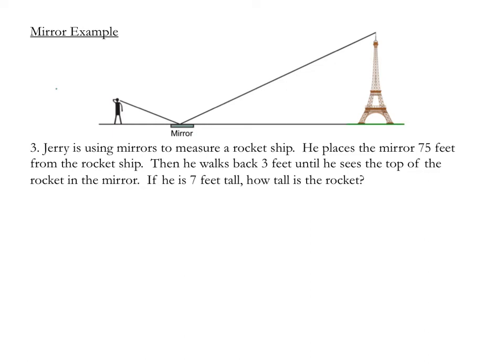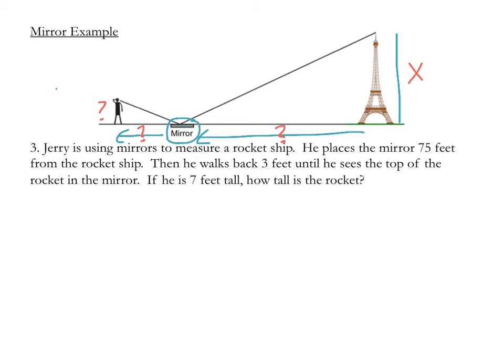Imagine you're trying to measure the Eiffel Tower over here. What you can do is walk back some distance, put the mirror down, and then, looking into the mirror, walk back until you can find the top of the Eiffel Tower. The distances we need to know are how tall you are, how far you walked back from the mirror, and how far you walked back from the Eiffel Tower. If you can find all those distances, which are really easy to measure, you can then find x, the height of the Eiffel Tower. So we're going to walk through that in this example.